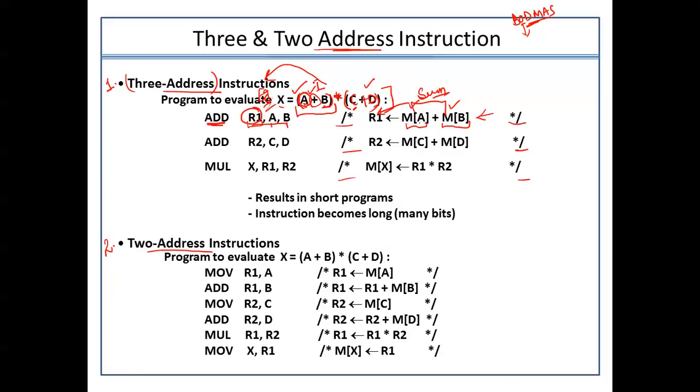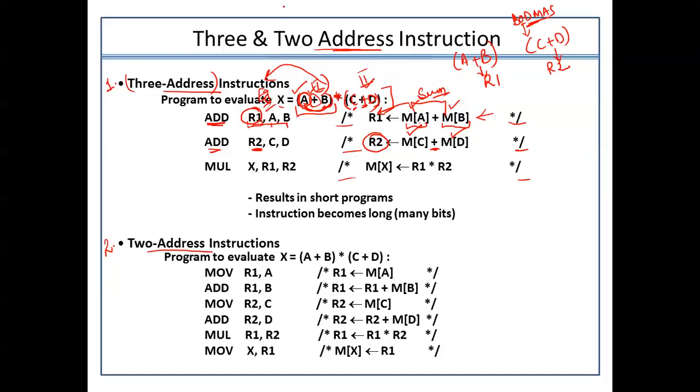Now after I have performed this part, the exact data of A plus B is stored in the R1 register. Now what do I have to do? I have to go with the second part. In a similar way, again addition is to be performed, but how? Taking the value of C from the memory, D from the memory, adding it and storing the data in the R2 register. So again, the C plus D value is stored in the R2 register. So this is the second step.